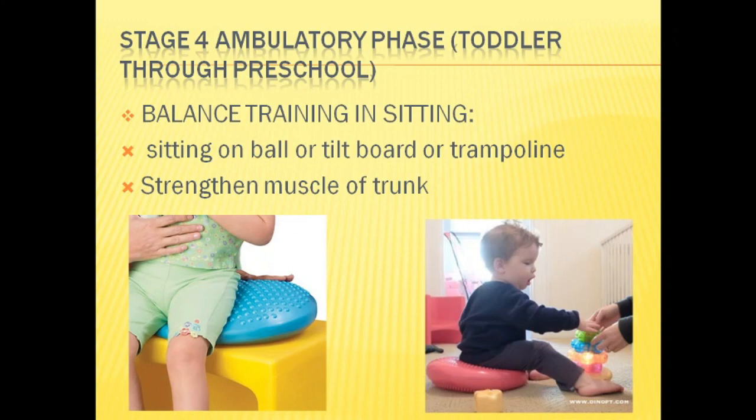We are going to go to static on dynamic first. So this involves sitting on the ball, tilt board or the trampoline, when the surface is moving or unstable and the child has to balance on it. So this is the increased difficulty level, and we can also work on strengthening of the trunk musculature.